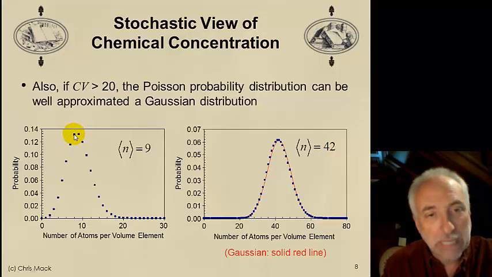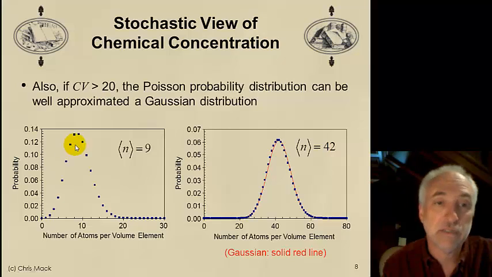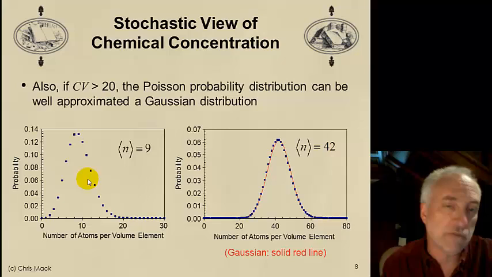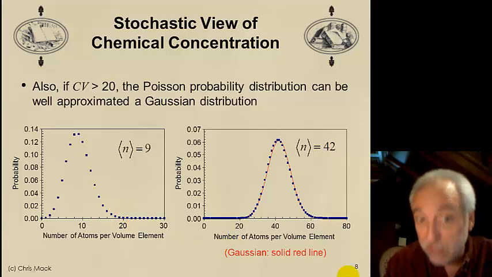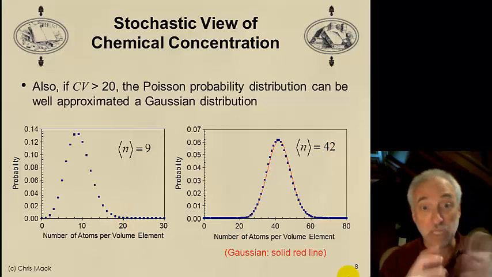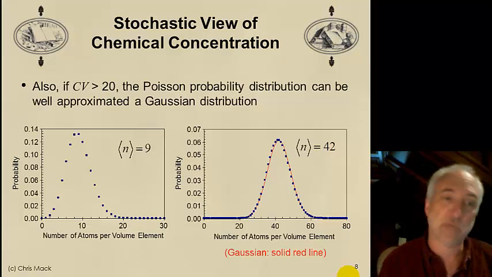And 8 is almost as probable as 9. And you see that 7 and 10 are still highly probable. But then when you get far away from the mean value, the probability goes down. So the probability of finding 20 atoms in this volume when the mean number is 9 starts becoming quite small.